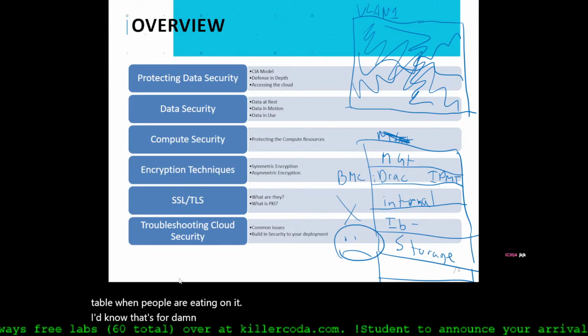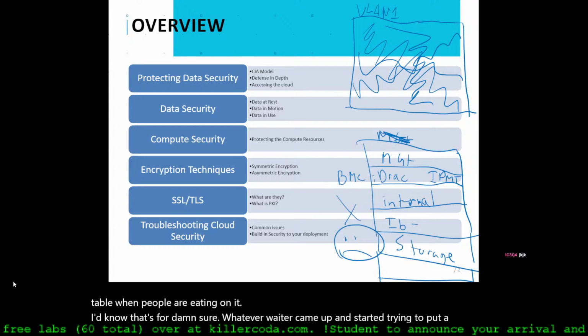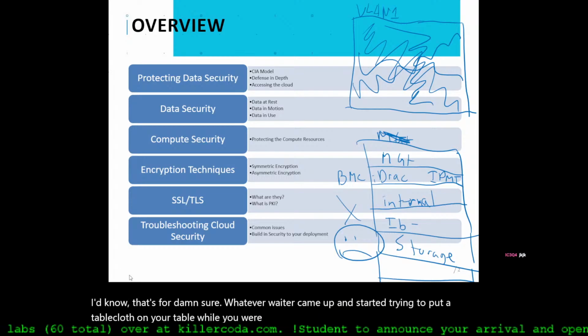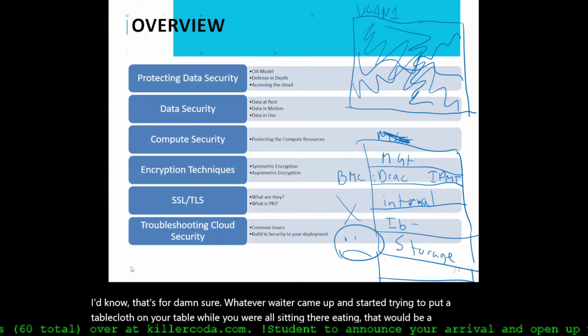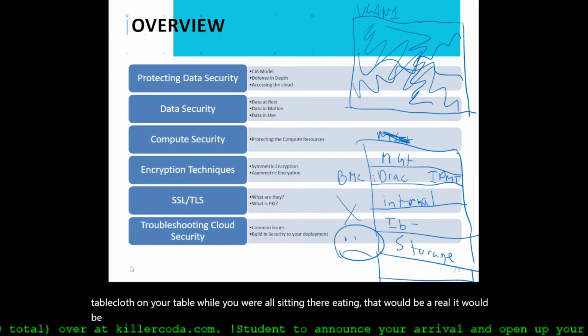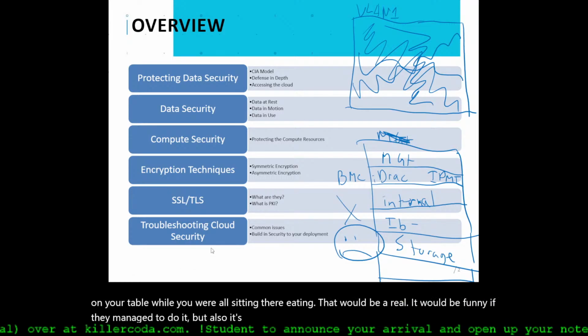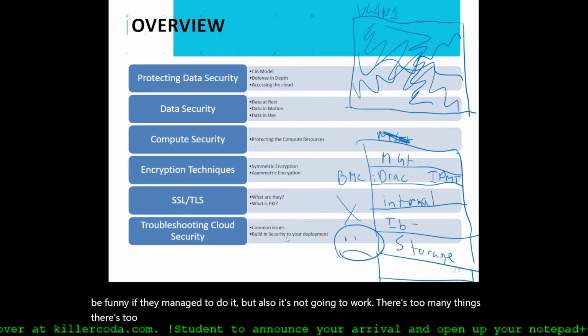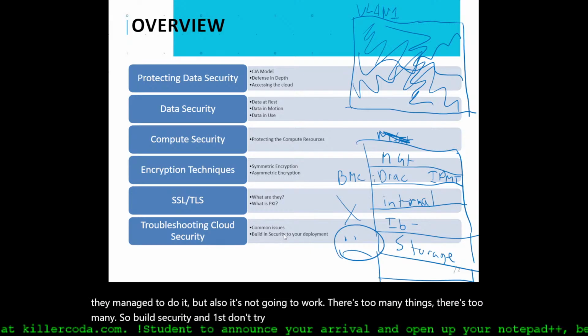What if a waiter came up and started trying to put a tablecloth on your table while you were all sitting there eating? Well, it would be funny if they managed to do it, but it's not going to work. There are too many things. So build security in first. Don't try to lay your security in after.